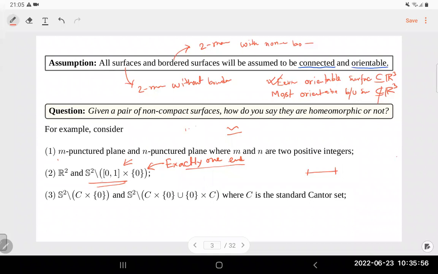So once I show that the closed [0,1] after deleting this subset has exactly one end, then we are done. So how do we show that it has exactly one end? So the idea is very clear. You just need to consider an eventually decreasing sequence of open connected subsets, right? So how do I construct this subset?